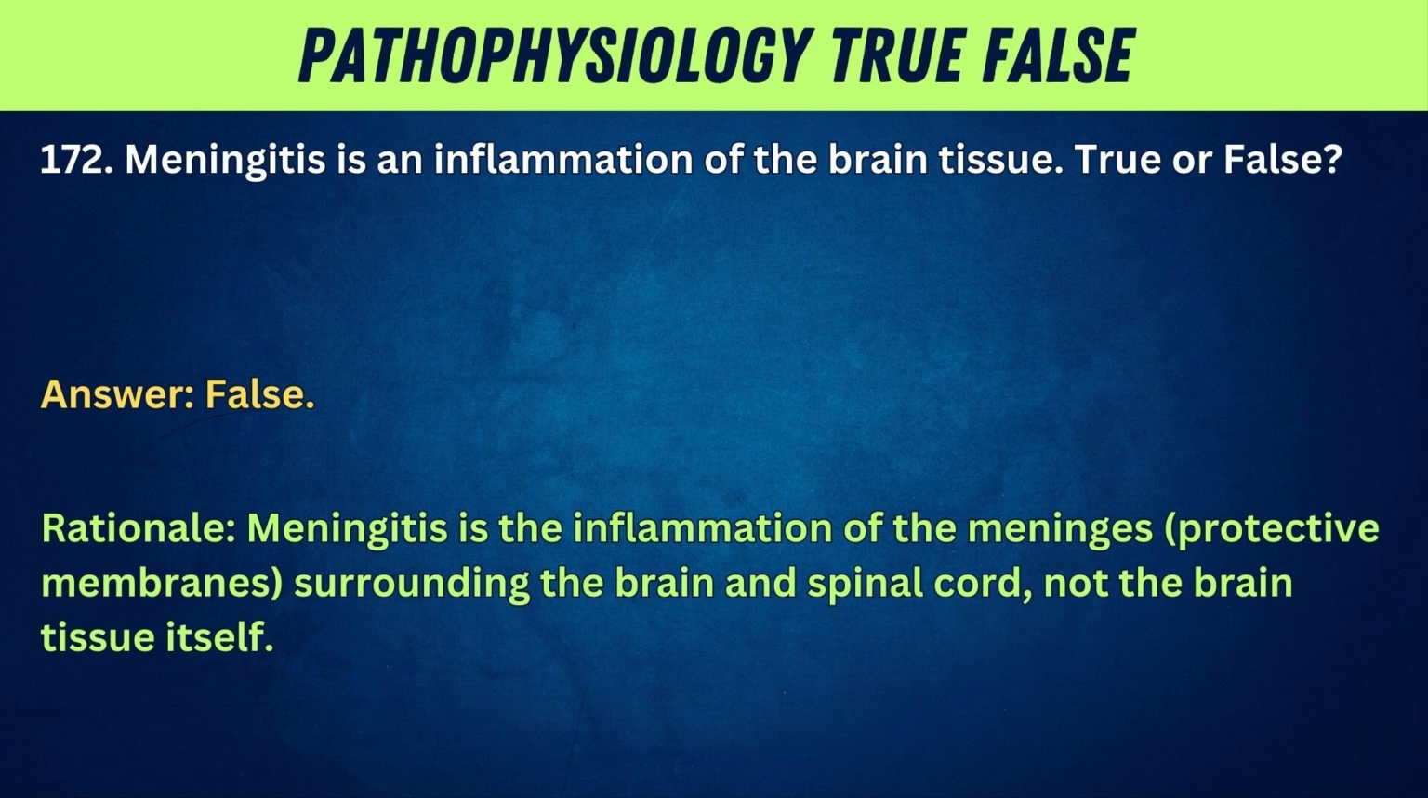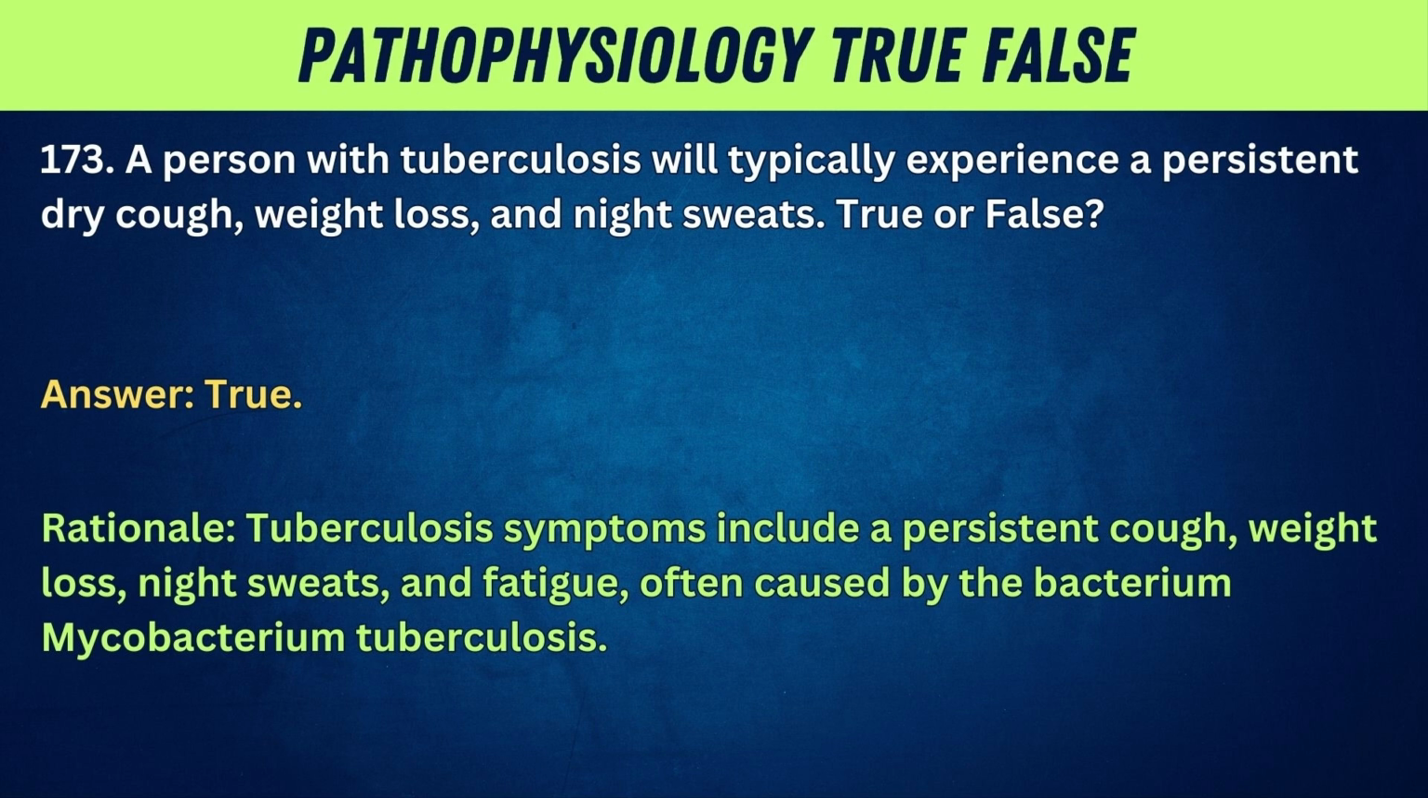True or false? Answer: false. Rationale: meningitis is the inflammation of the meninges, protective membranes surrounding the brain and spinal cord, not the brain tissue itself. 173. A person with tuberculosis will typically experience a persistent dry cough, weight loss, and night sweats.